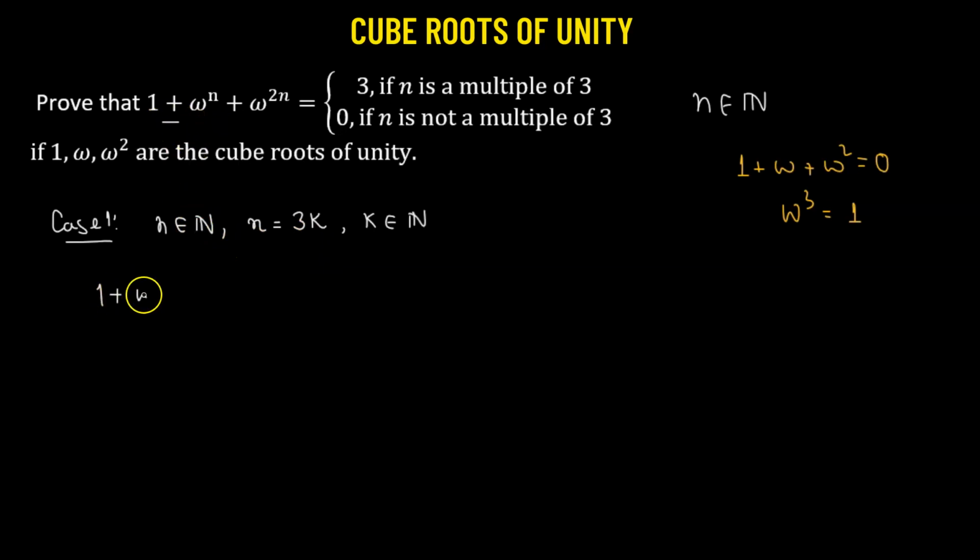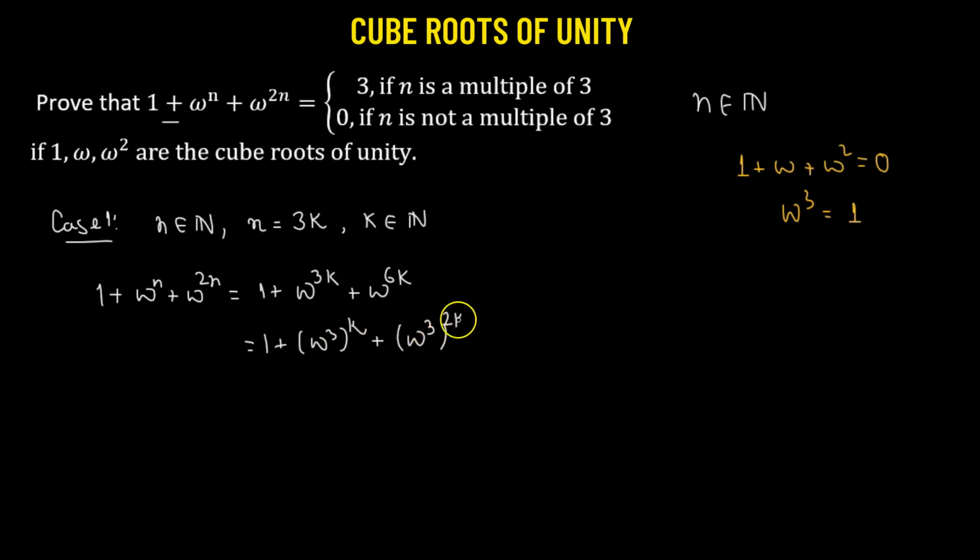So we have 1 plus omega raised to the power of n plus omega raised to the power of 2n. This will be 1 plus omega raised to the power of 3k plus omega raised to the power of 2 times 3k, so that becomes 6k. So this is 1 plus omega cubed, whole raised to the power of k, plus omega cubed, whole raised to the power of 2k.